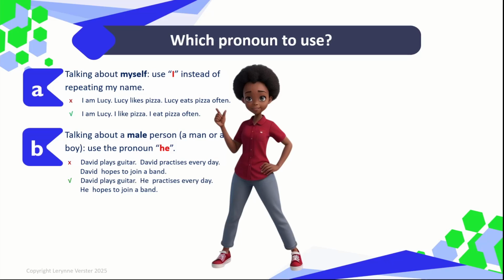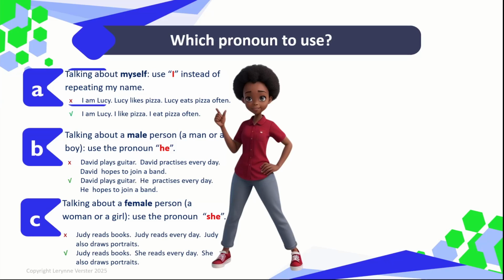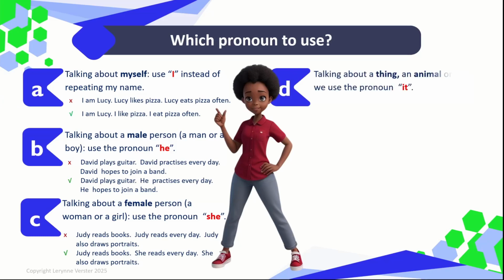If we are talking about a female person, a woman or a girl, we use the pronoun she instead of repeating the name. For example, Judy reads books. Judy reads every day. Judy also draws portraits. Judy reads books. She reads every day. She also draws portraits.